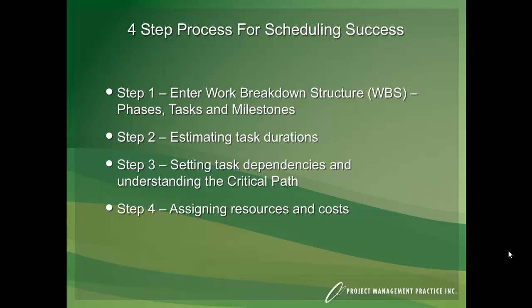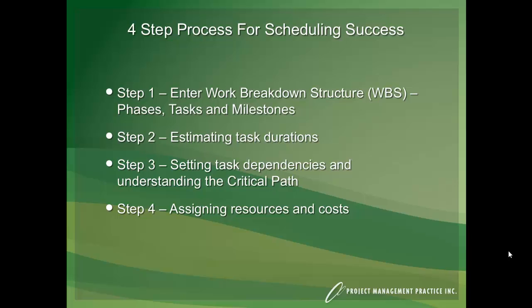Once you figure out what you need to get done, then you need to figure out when things need to occur. And that's all about steps 2 and 3, estimating the task durations and setting the task dependencies. And then you can start to analyze and understand the critical path. Step 4 then is to figure out who's going to do all that work that you've created in your work breakdown structure and your task arrangement. So this four-step process is a very efficient way to set up your plans in Microsoft Project, but it also gives you an idea of what's driving your schedule.